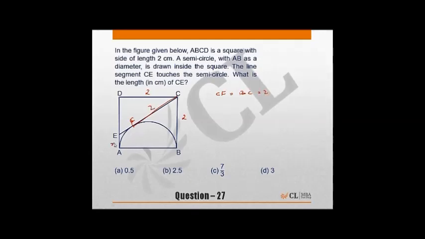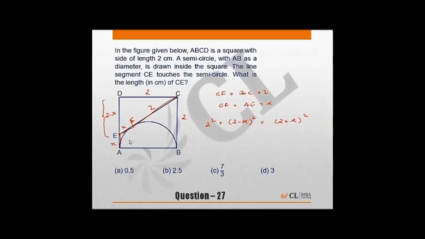Similarly, if this is X, this will also be equal to X. Same logic: from E, I have drawn tangents EF and EA to the same semicircle, so EF equals AE equals X. Since AD is equal to 2, DE should be equal to 2 minus X. So by the Pythagoras theorem, 2 square plus (2 minus X) whole square should be equal to (2 plus X) whole square. Solving this equation, you can get the answer.